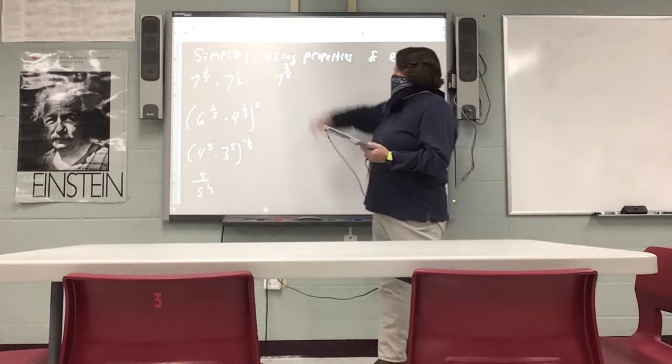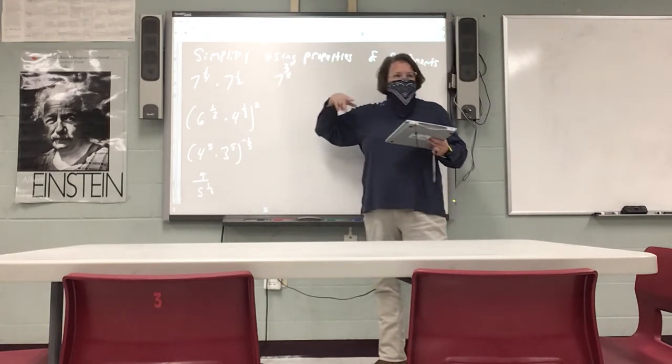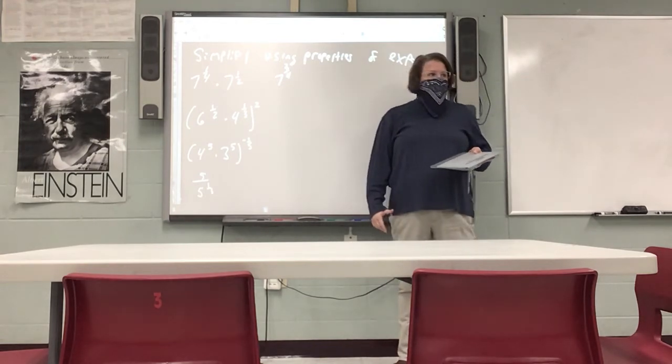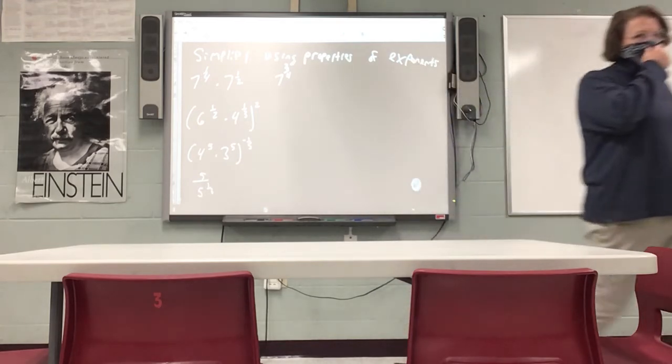So I would say power over root. I know there's not a fourth root of 7, right? So we good with that? That's all you do. That was just using those properties of exponents.